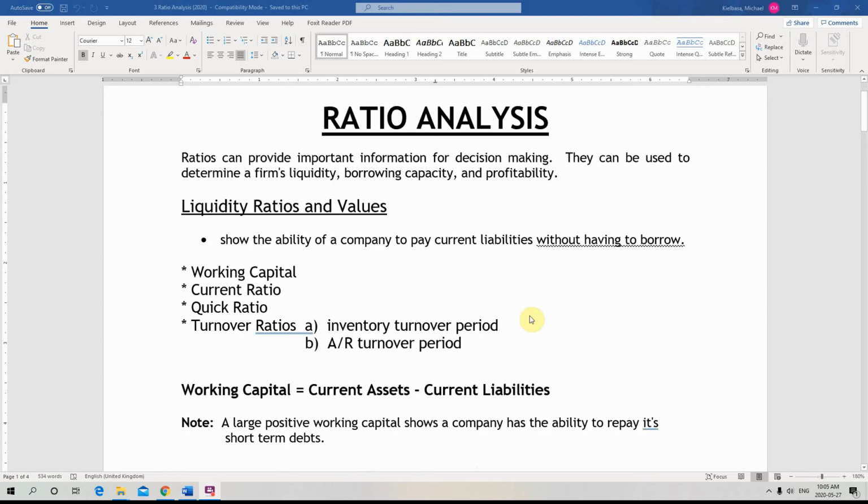Now, the first one we're going to talk about is working capital. Working capital is equal to current assets minus current liabilities. Now, a large positive working capital shows that a company has the ability to repay its short-term debts. Okay, just makes sense, right? Now, that's not always the case, though. Okay, you could have a large positive working capital and be unable to pay your current liabilities.